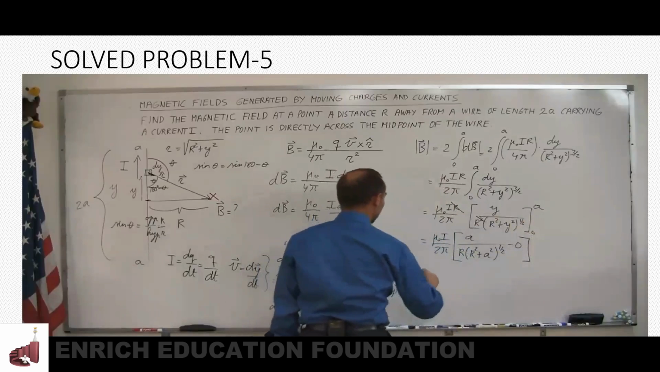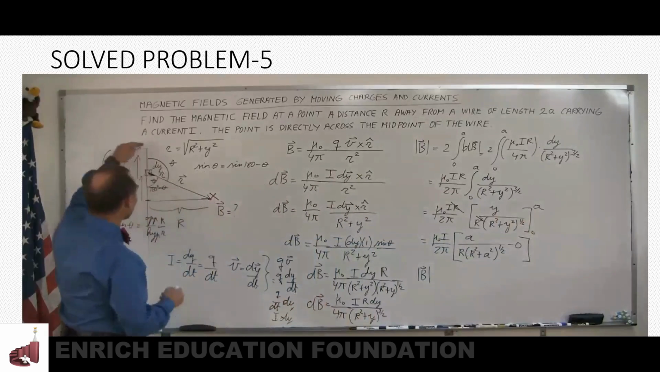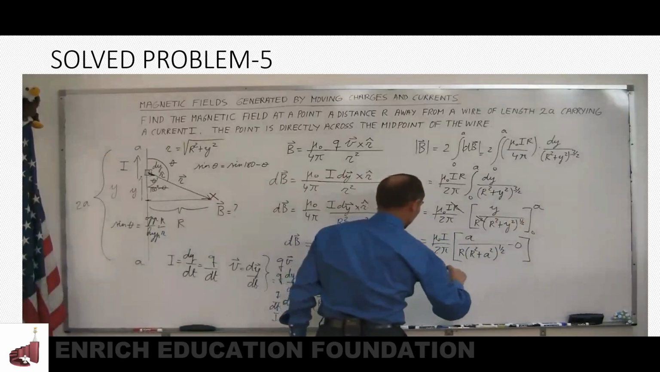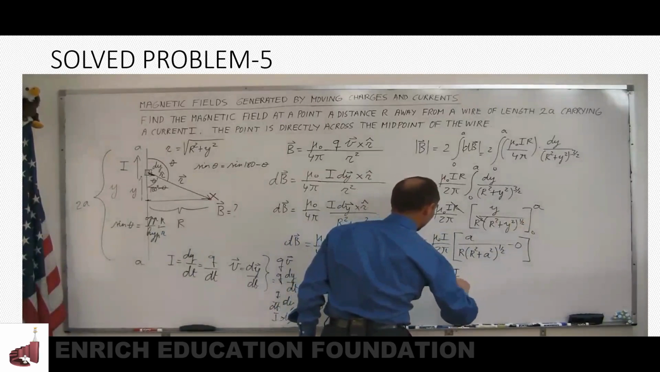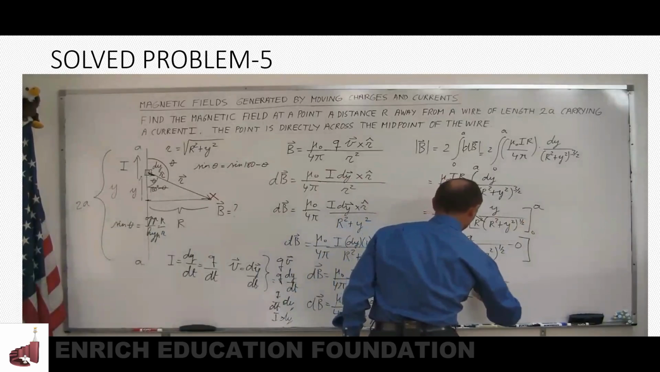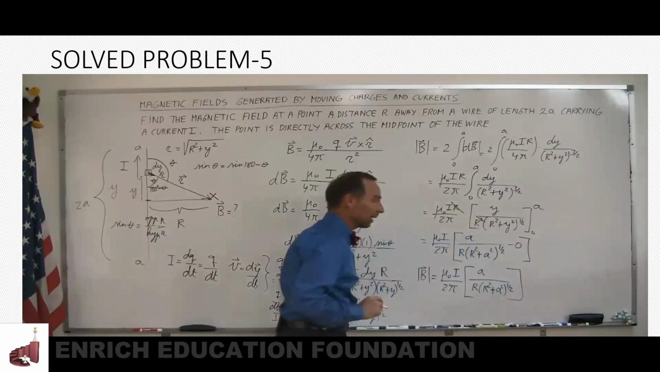So ultimately, the strength of the magnetic field at a distance r away from a line segment that has a length of 2a is equal to mu sub naught times I divided by 2 pi times the quantity a divided by r times r squared plus a squared to the 1/2 power. All right.